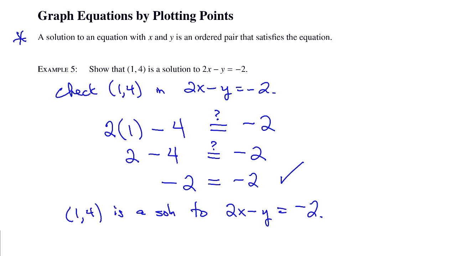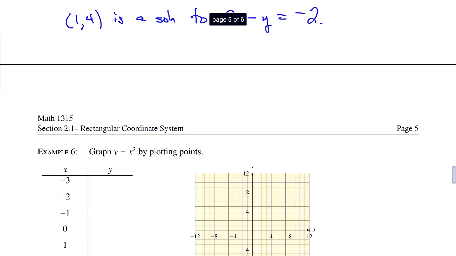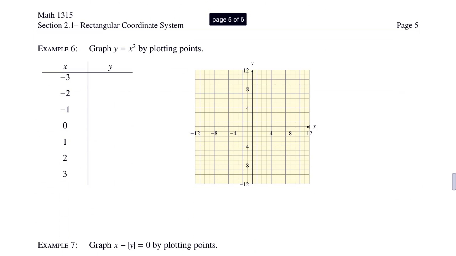Now when we graph an equation, what we are doing is supplying a visual representation of all the points that do work. We're finding all of the solutions. In example 6, we want to graph y is equal to x squared by plotting points and then connecting the points. So here we have a table of values.